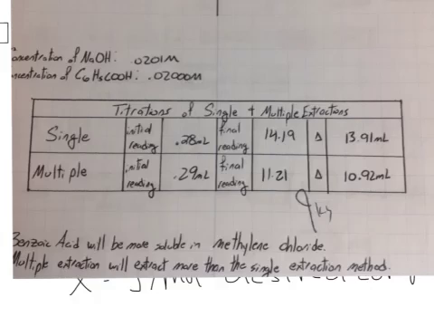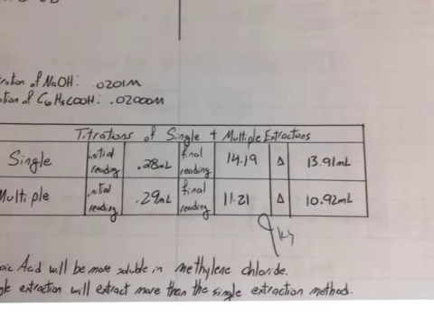In order to determine how much benzoic acid is still in the aqueous solution, a titration must be done. The less base used in the titration, the less acid that was in the aqueous solution, and the more acid that was removed by the methylene chloride. The single extraction required 13.91 milliliters of base to react with the acid, and the multiple extraction only needed 10.92 milliliters of base. This showed that multiple extraction is the more efficient extraction.